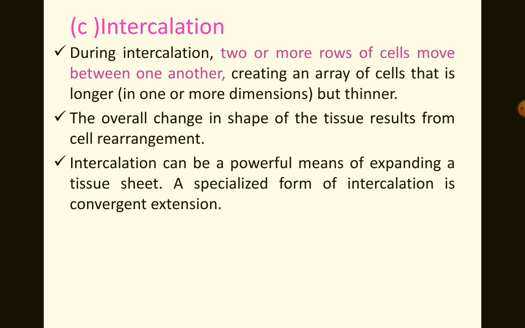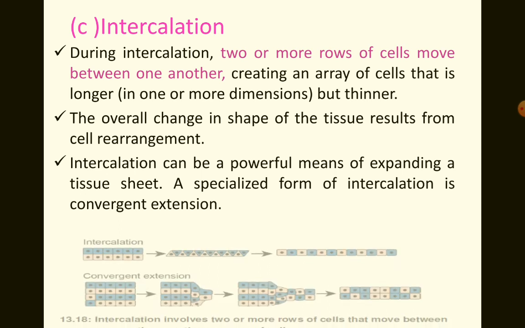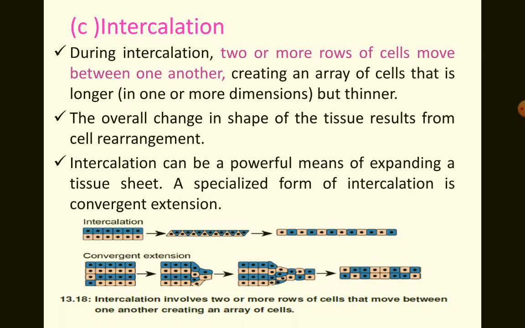There's one more kind known as intercalation. Now during intercalation, what happens? Two or more rows of cells move between one another, creating an array of cells that is longer but thinner. The overall change in shape of this tissue results from a rearrangement of cells during intercalation. So it could be a powerful means of expanding a tissue sheet, and movement like convergent extension is a specialized form of this intercalation.